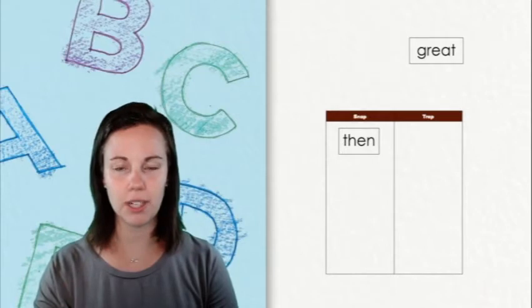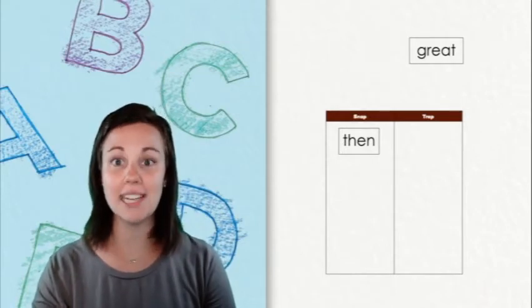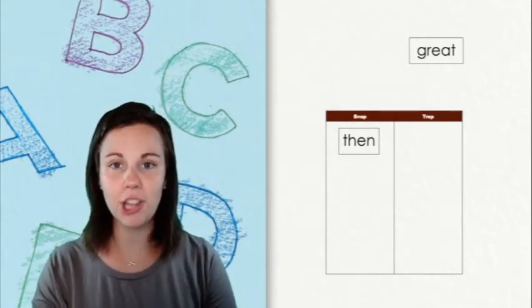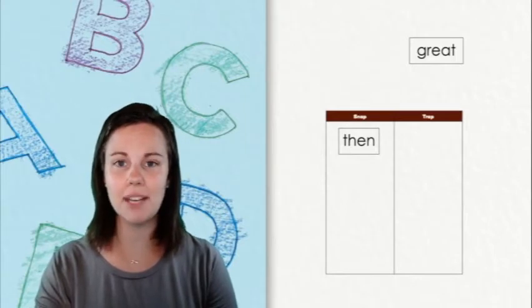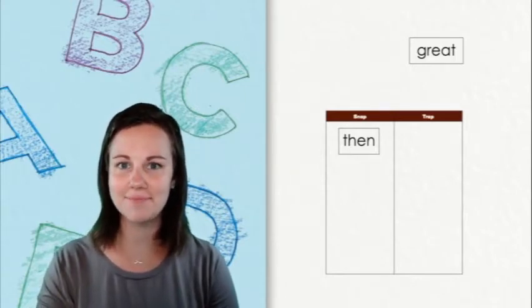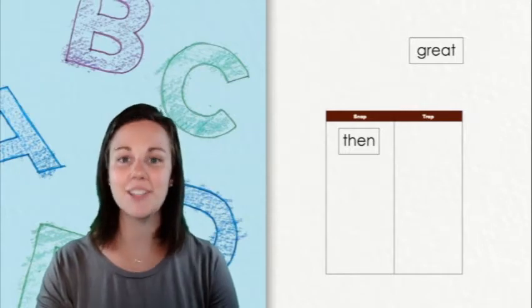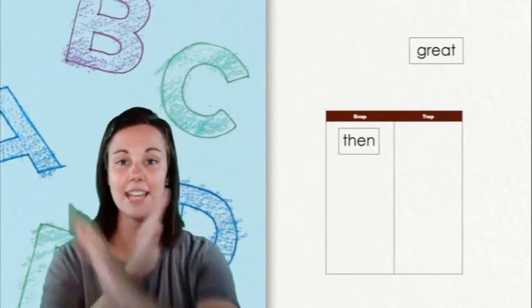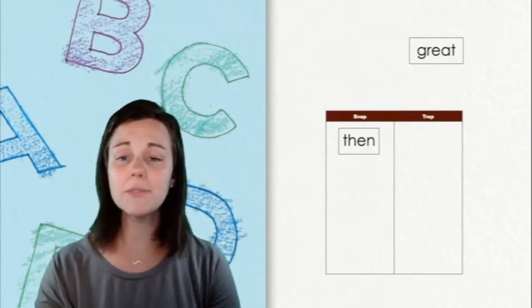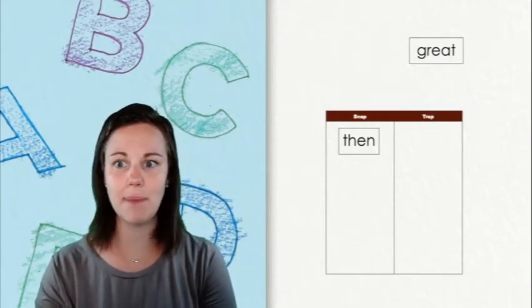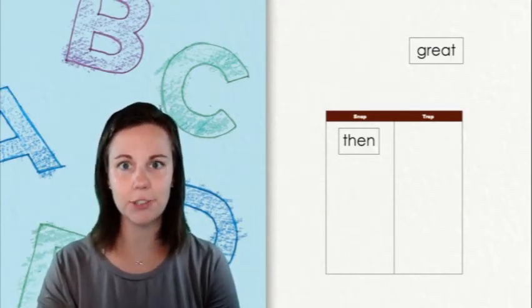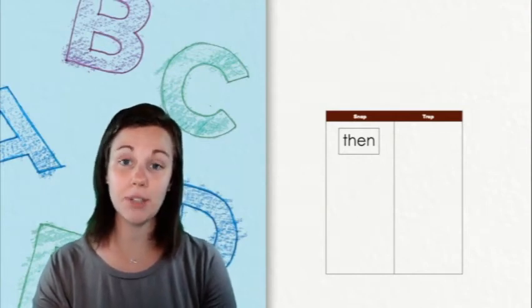This next word, it says great. Did you hear the long A sound in the middle of that word? What do you think? You're right. This is a trap. We don't see any of our long A spelling patterns in this word, great. Let's put it in the chart.